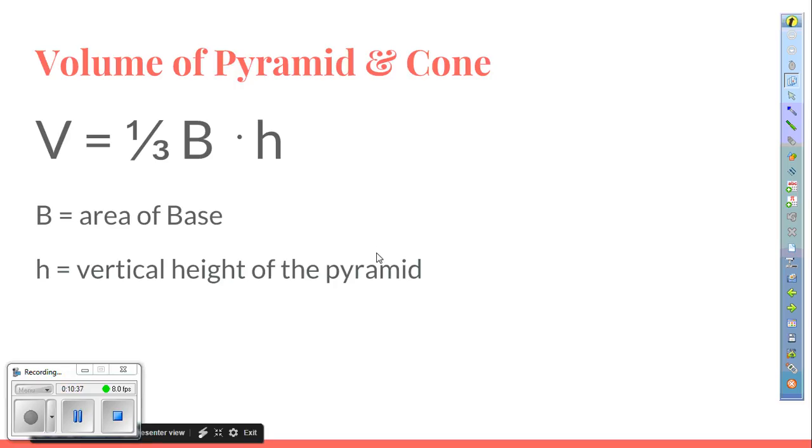So pyramids, cones, they use the same formula. Prisms, cylinders, they use the same formula. There's no difference. You just have to find the area of the base. It doesn't matter whether the base is a circle or a triangle or a trapezoid or rectangle. It's going to be the same formula.